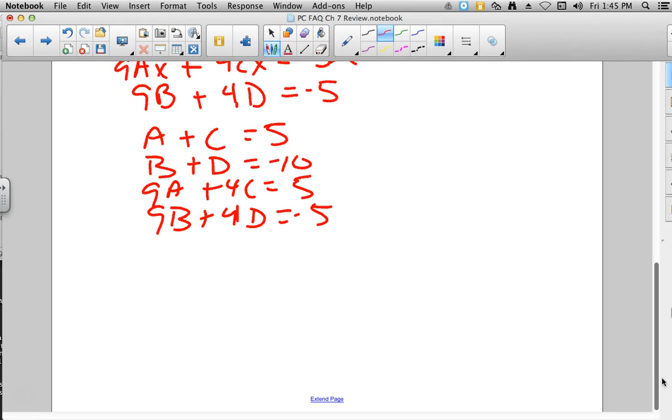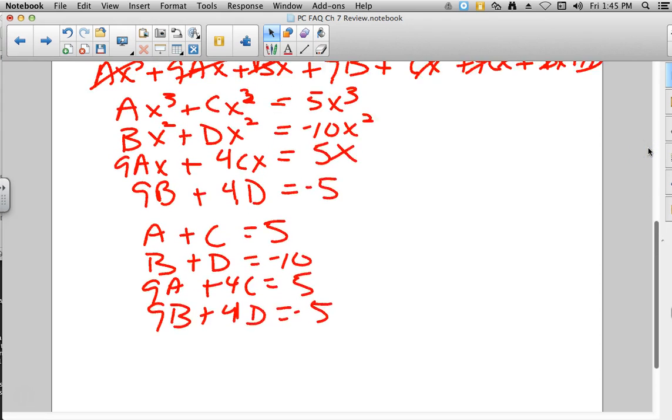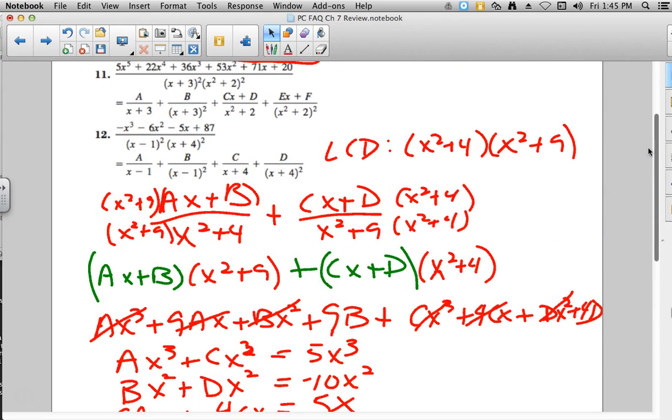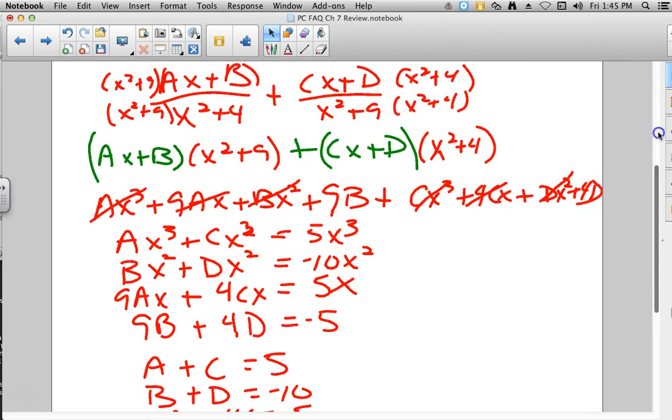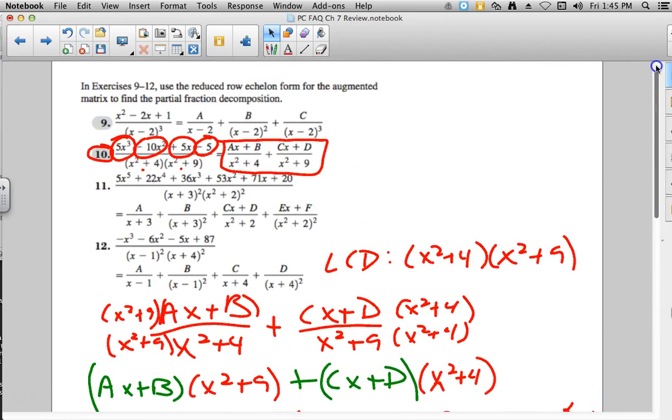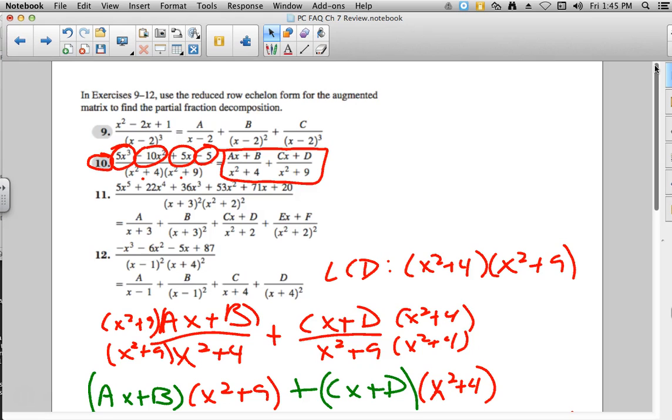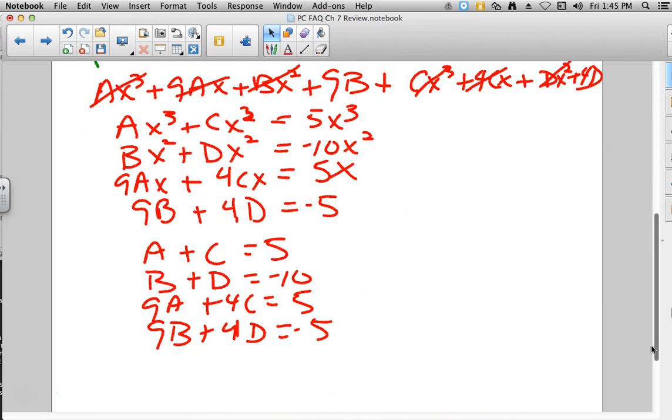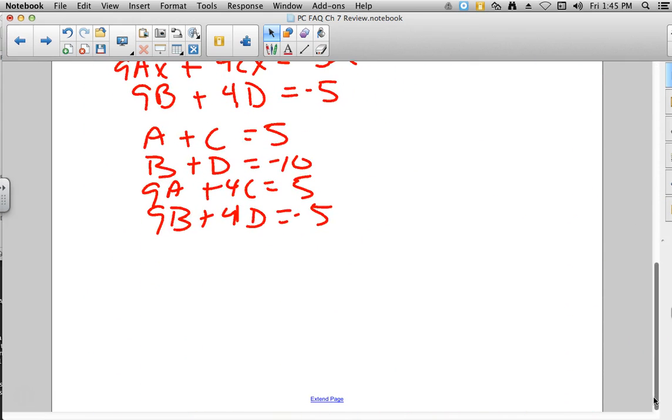And the instructions here, I believe they said we're supposed to use the RREF. Let's take a peek and see. And they did. Use the reduced row echelon form for the augmented matrix to find the partial fraction decomposition. So RREF is what we're going to do, but we need them in the right spots. So let's get this matrix put together.